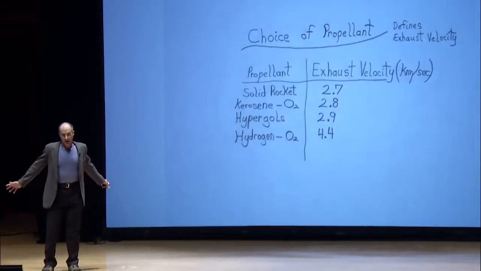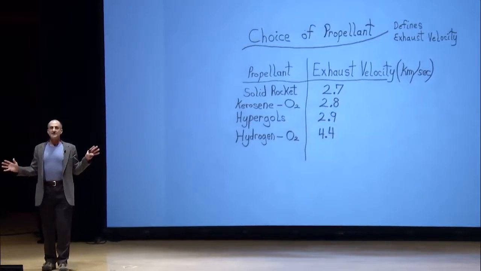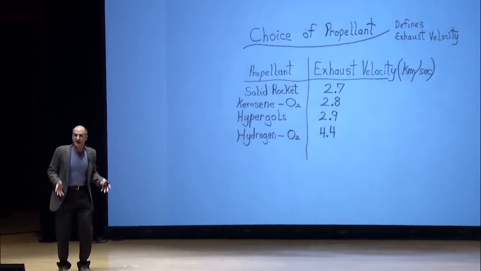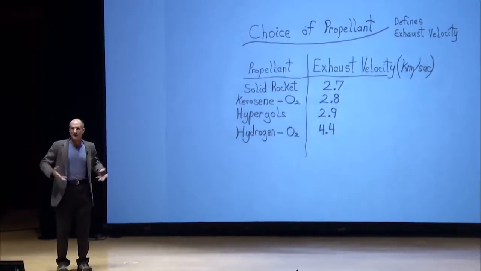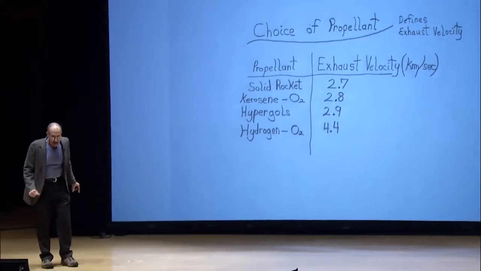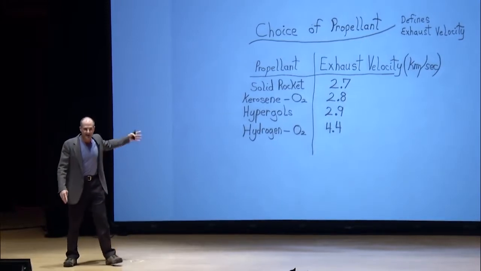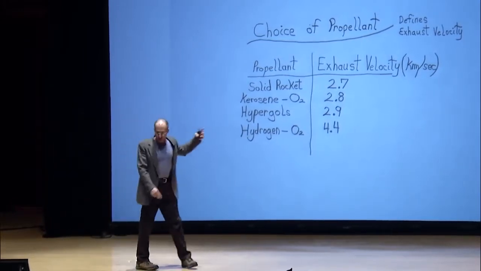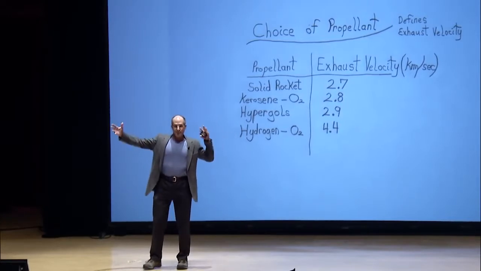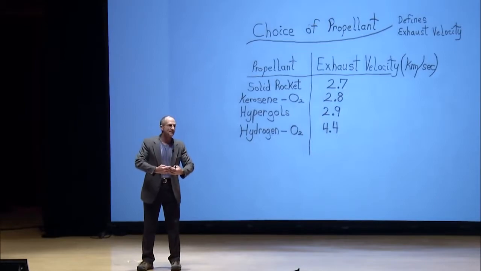Now, let's look at our choice for propellants. And this defines the exhaust velocity, because the energy in the propellant comes from the chemical bonds and it goes squirting out the nozzle, so you got the velocity. And I've chosen a class of around 4 different kinds of propellants, ranging from solid rocket to kerosene oxygen to hypergols. If you mix them together, they spontaneously combust.